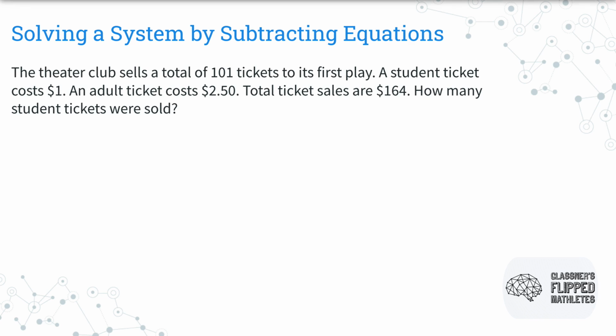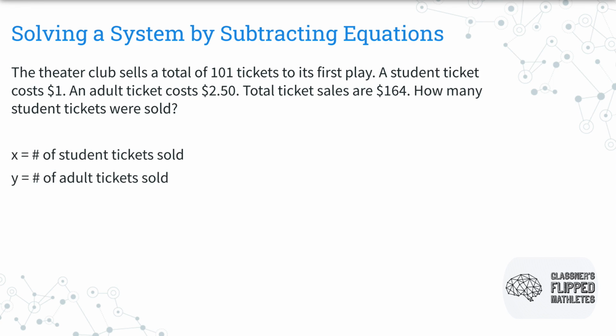Let's say a theater club sells a total of 101 tickets to its first play. Student ticket costs $1. Adult ticket costs $2.50. Total ticket sales are $164. How many student tickets were sold? So let's go ahead and label your variables because nothing's given to us. So let's say X is the number of student tickets sold and Y is the number of adult tickets sold.